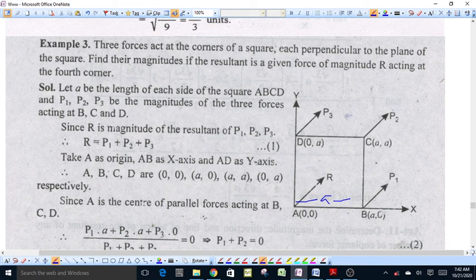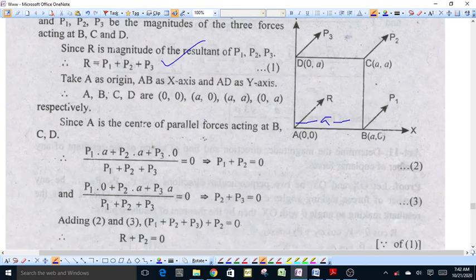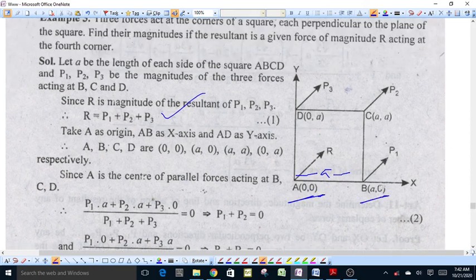P1, P2, P3 act at points B, C and D, and all these forces are parallel forces. Therefore, the resultant will be equal to P1 plus P2 plus P3. Because A is origin, the coordinate of A will be equal to (0, 0), and the side of the square is equal to a, therefore the coordinate of B will be equal to (a, 0), that of D will be equal to (0, a) and that of C is (a, a).